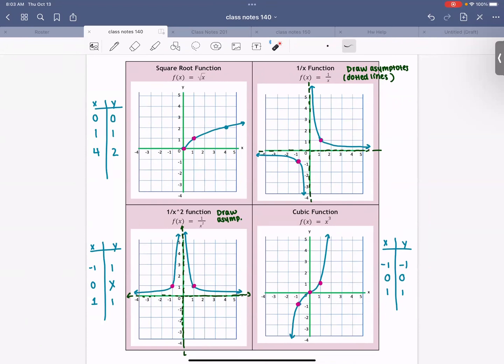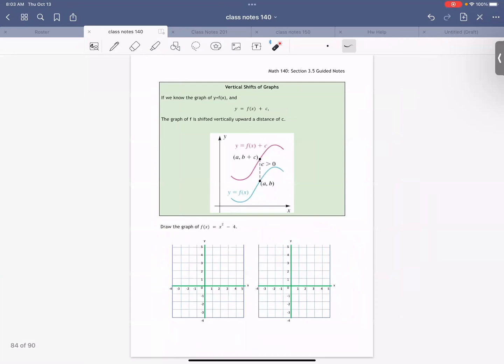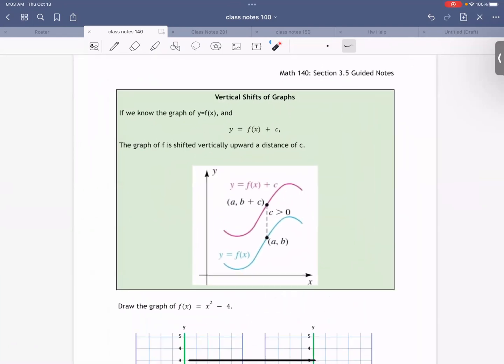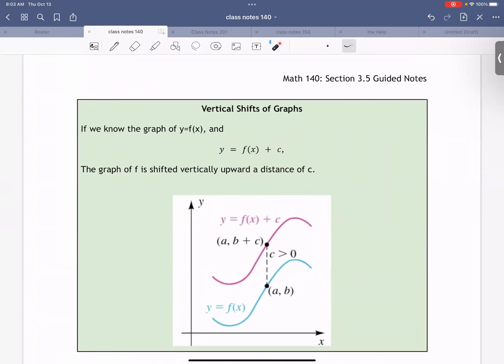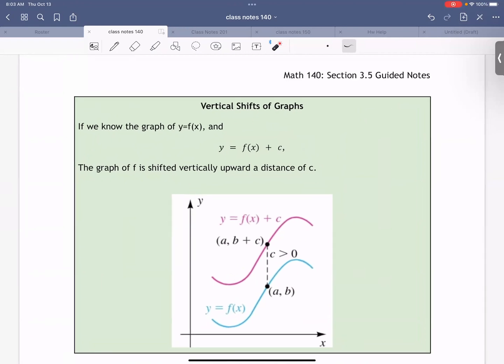Okay, so you have to memorize how to draw these graphs, or at least know how to find them by plotting points. And now we're gonna look at other types of graphs that look very similar to the common functions, but are kind of shifted a little bit. Okay, so if you flip to the next page, we have our first transformation of functions, and we call this the vertical shift. Okay, so I know this is written very abstractly, but let's just say we have this graph y equals f of x.